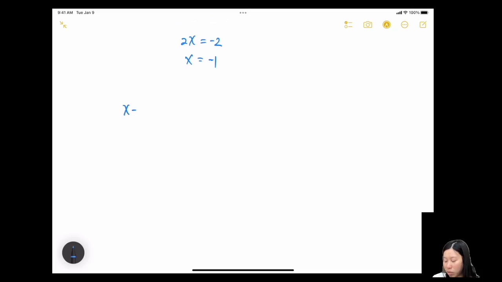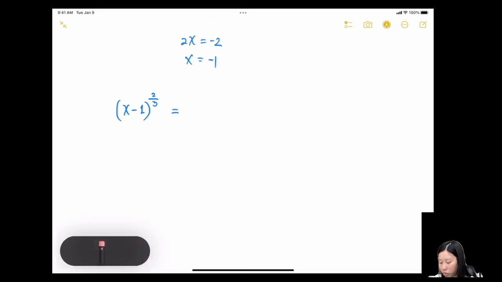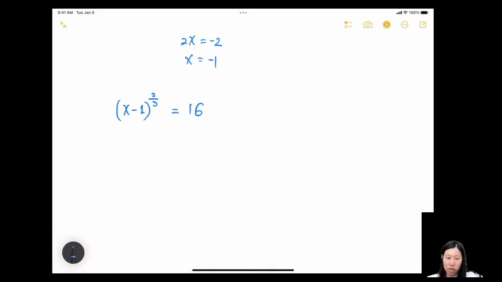So let's say x minus 1, to the 2/3 power, equals 16. Okay, so how do we solve this? Well, you can think of this as the cubic root of x minus 1, because the 1/3 stands for the root, the radical, and then squared, equals 16.